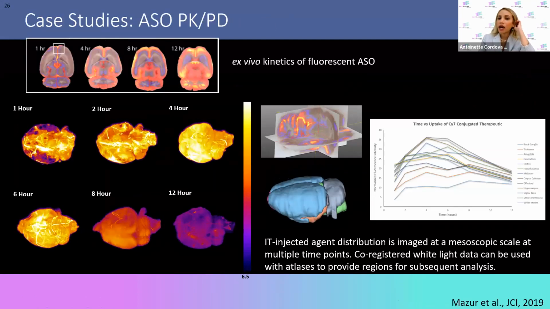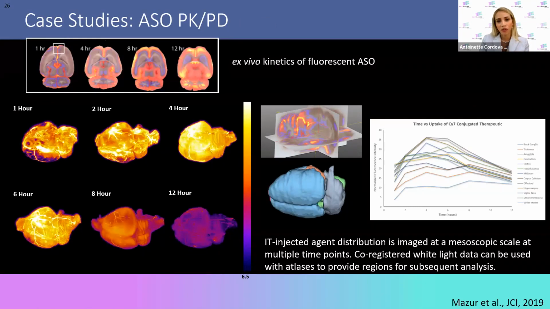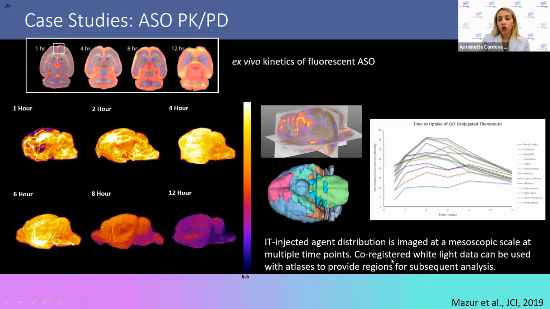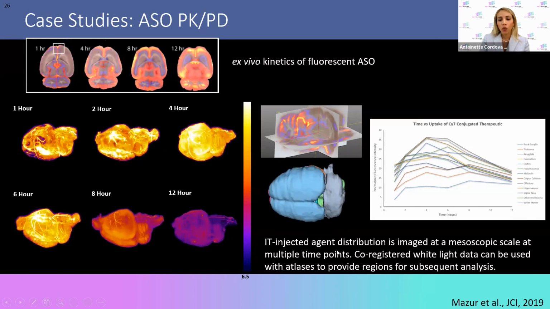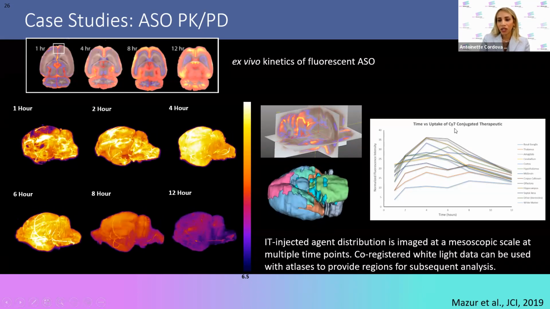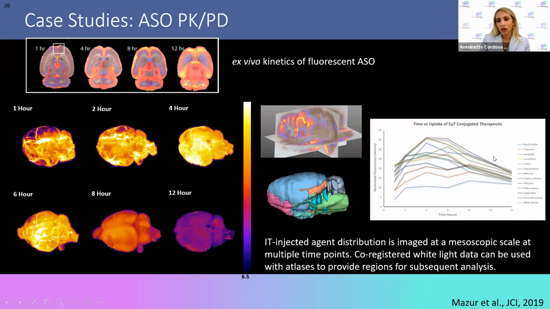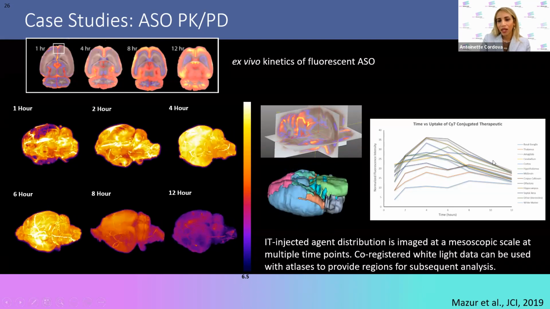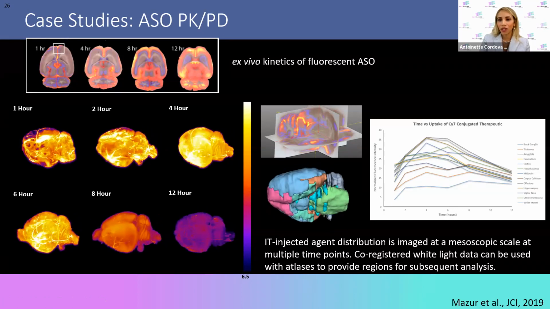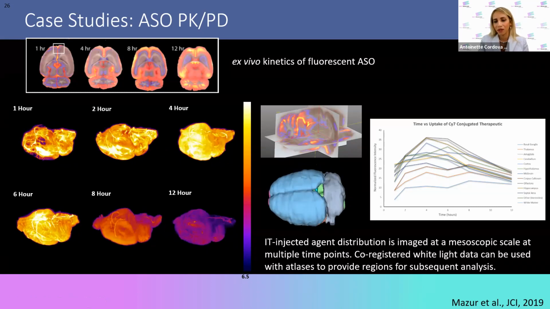One other point I wanted to highlight, in addition to understanding the biodistribution in a time-dependent manner, which is very important for PK and PD, is that we were able to co-register the white light data with a brain atlas and look at what areas of the brain the conjugate actually localized to. You're able to do that using our proprietary software, VivaQuants. In this case, they were able to map out at what different time points the conjugated therapeutic localized, for example, in the cortex, the hypothalamus, or the midbrain.